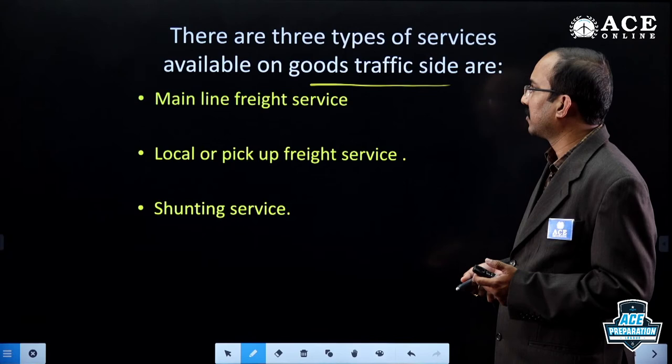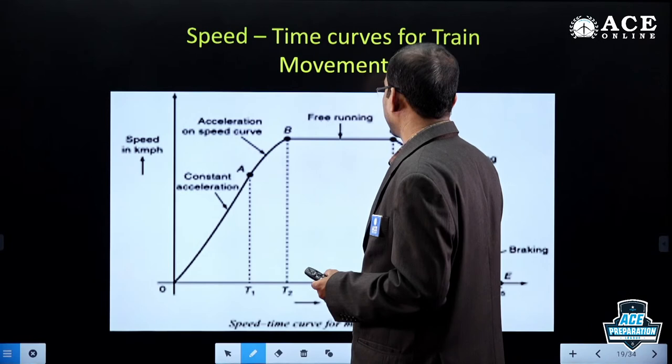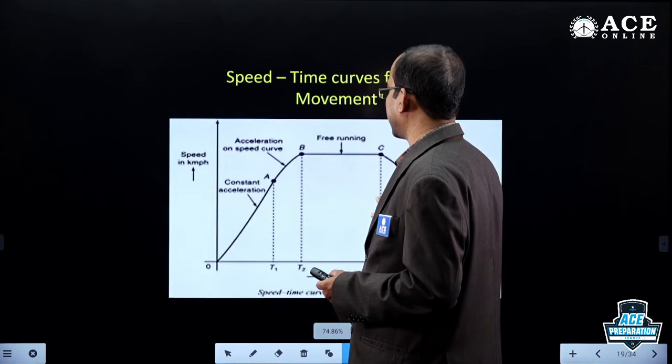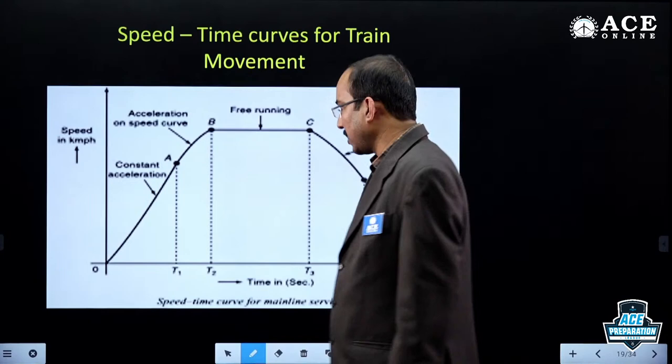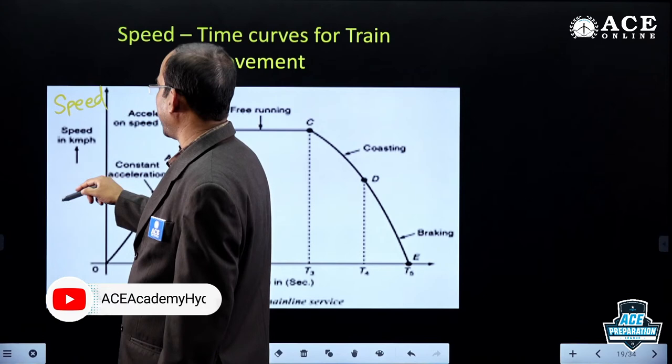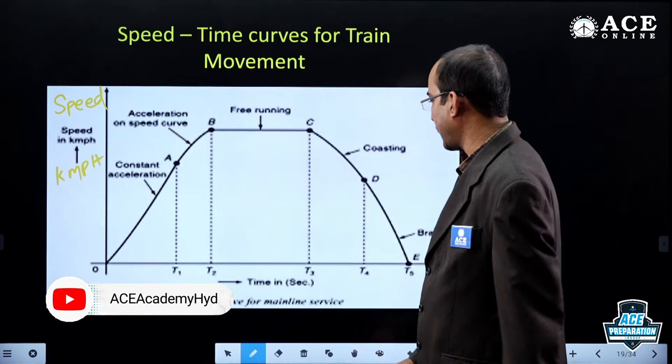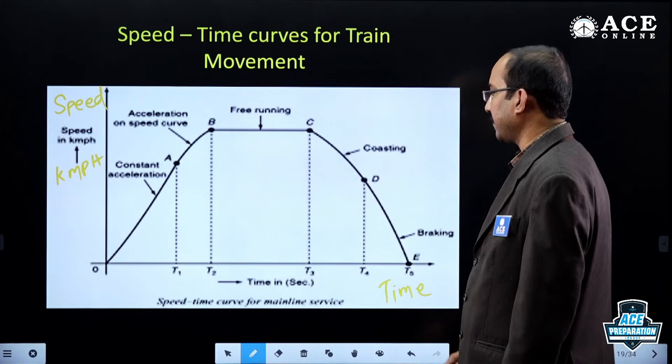Now let us try to study the speed-time curve of a train movement. Here on the y-axis we have speed in kilometers per hour, and on the x-axis we have time that has been monitored. Now let us go into the details.